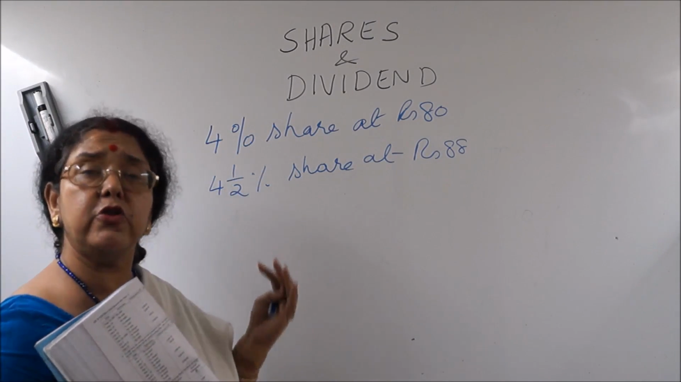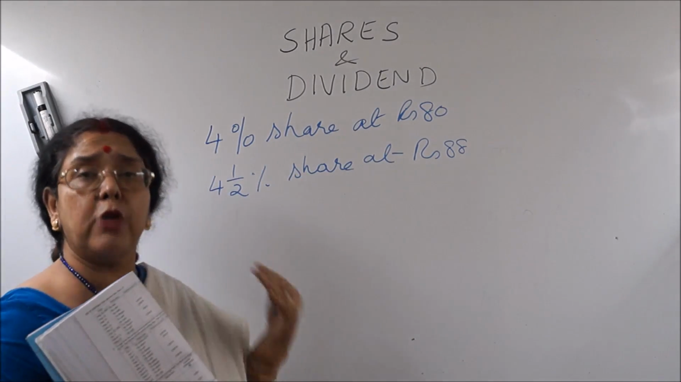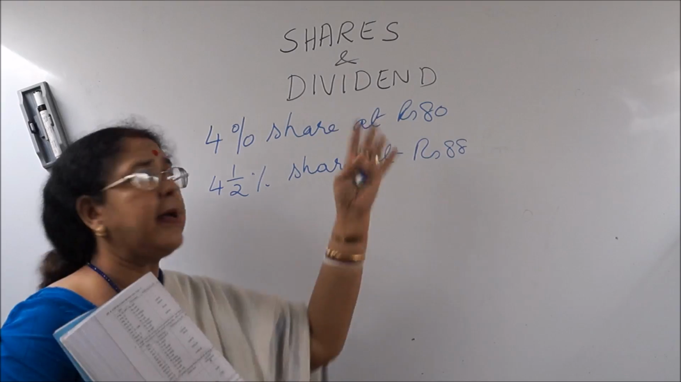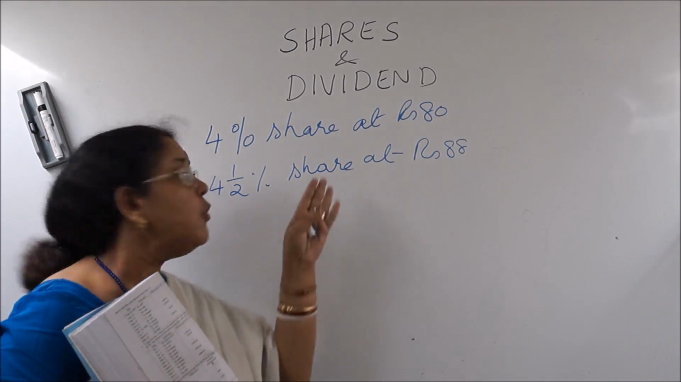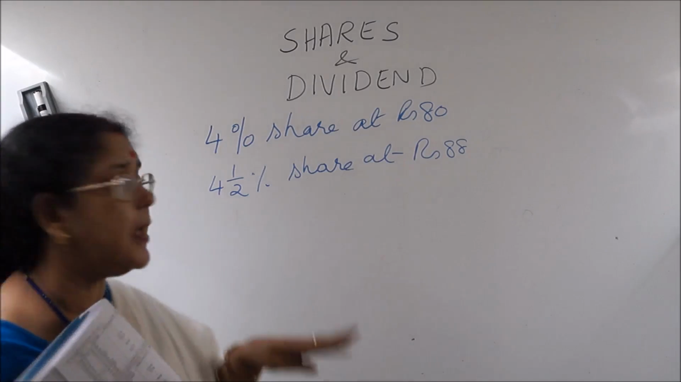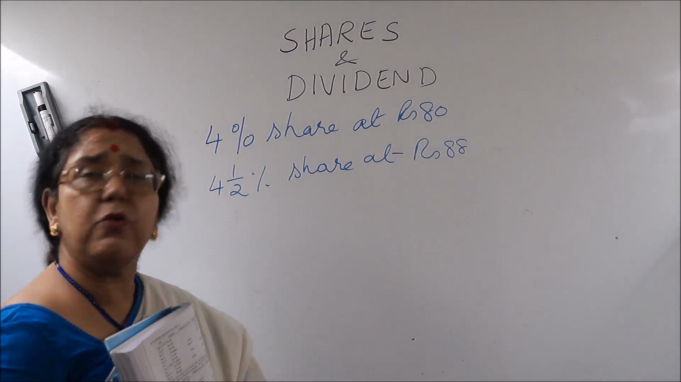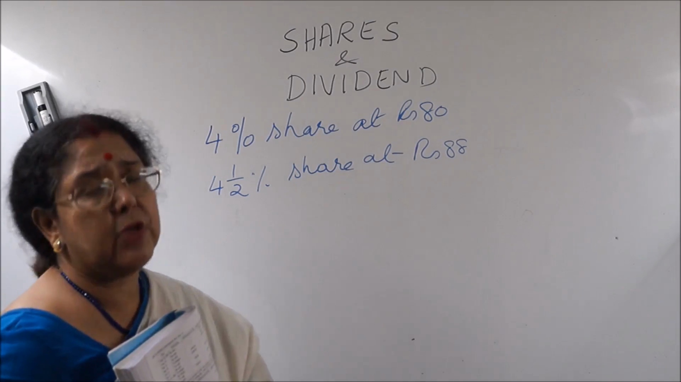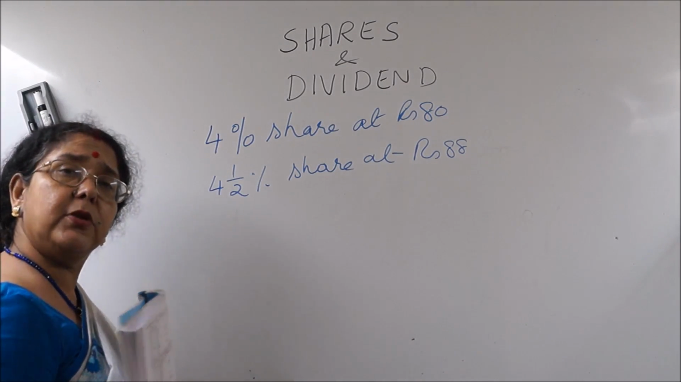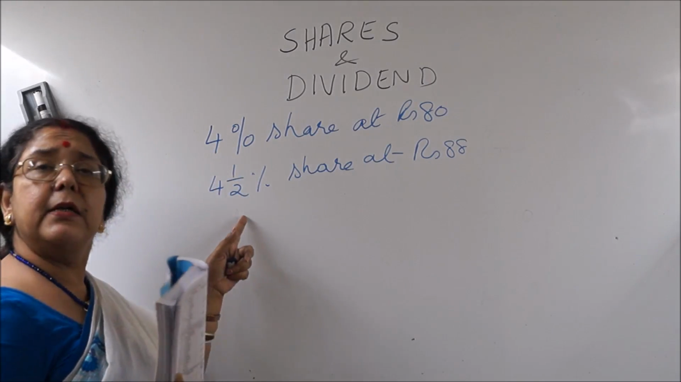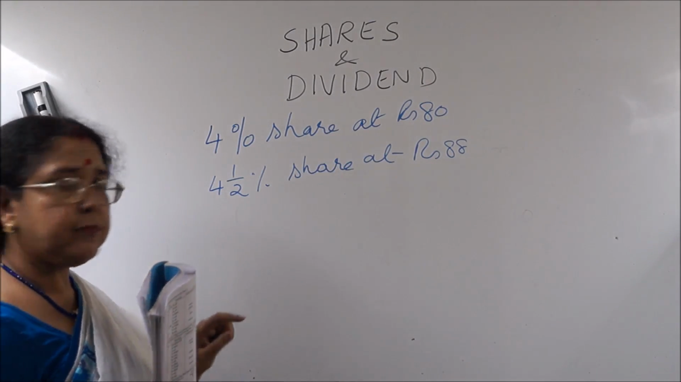Otherwise, if the nominal value is mentioned, then they would have said 4% shares whose nominal value is rupees 100 and market value is rupees 80, or 4.5% shares whose nominal value is say rupees 100 and market value is rupees 88. That is how they ask. And if they don't mention the nominal value, we have to assume that the nominal value is 100. So in this case, nominal value in both the companies' shares is 100, but their market values are different.